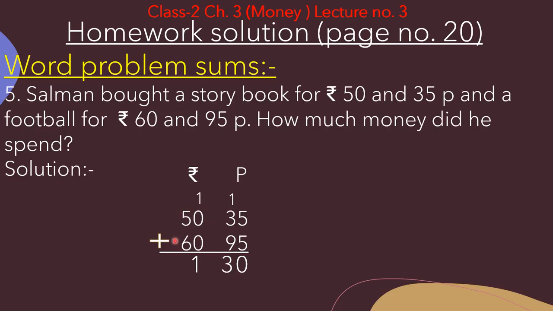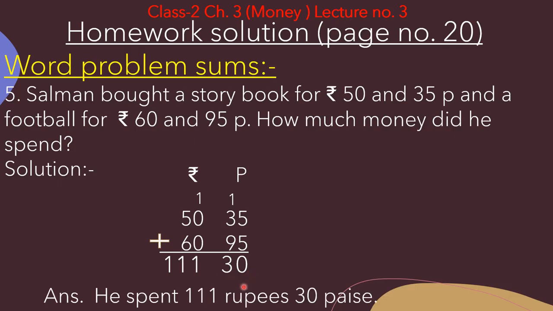Now 5 plus 6. So keep 5 in your mind and 6 on your fingers. Now again we have to speak forward counting. 6, 7, 8, 9, 10, 11. So here we will write 11. So what is the answer? That is 111 rupees and 30 paise. So here we will write he spent 111 rupees and 30 paise.